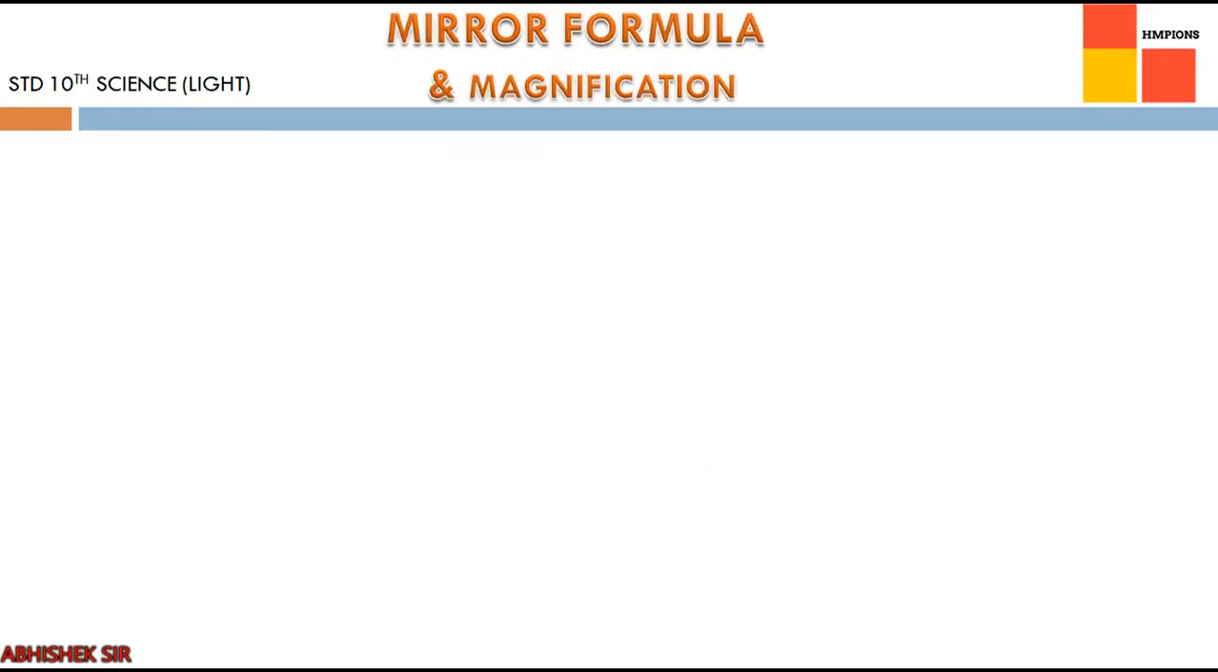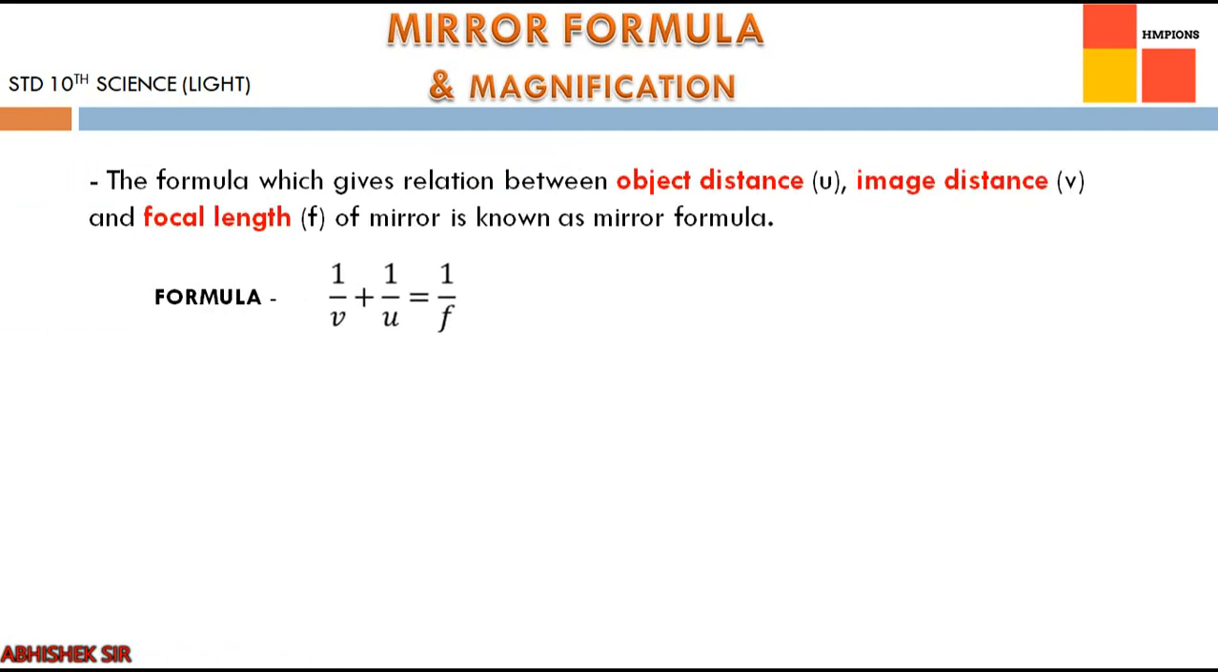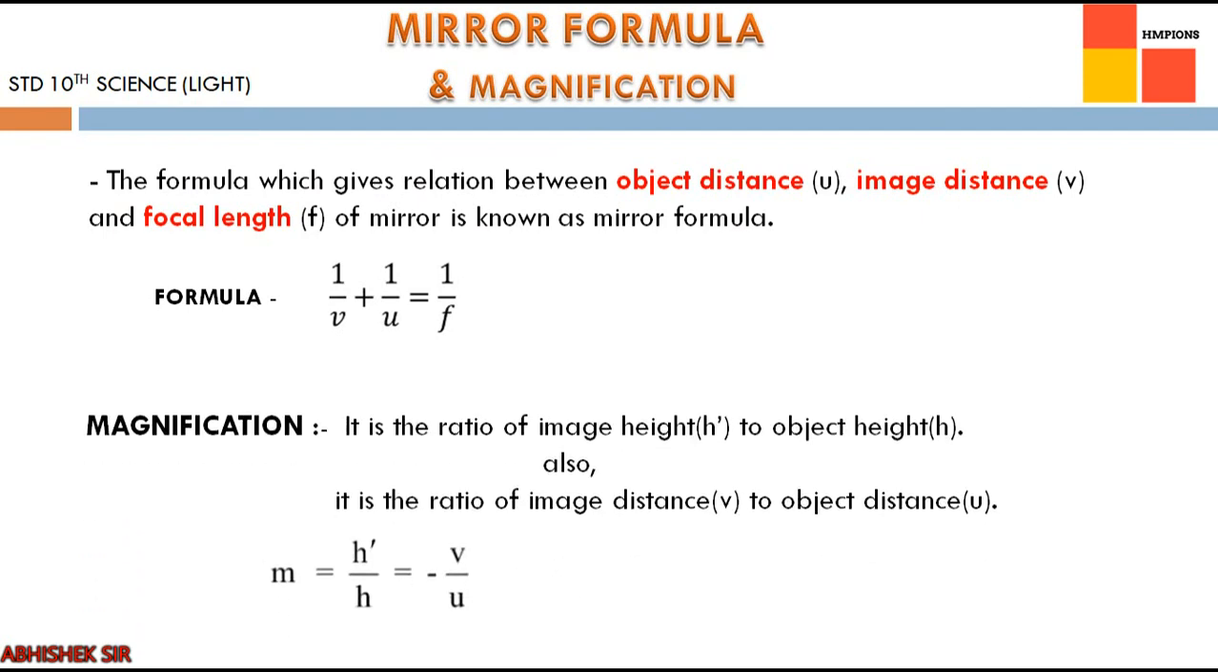Now, the mirror formula and magnification, that is our last topic. What is the mirror formula? It is the formula which gives the relation between three different things. The three things are object distance u, image distance v, and focal length f of any mirror. This relation, this formula, is known as the mirror formula.